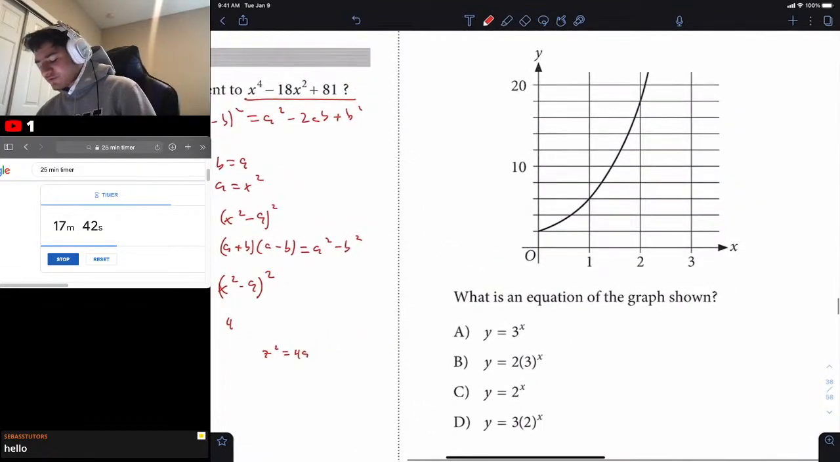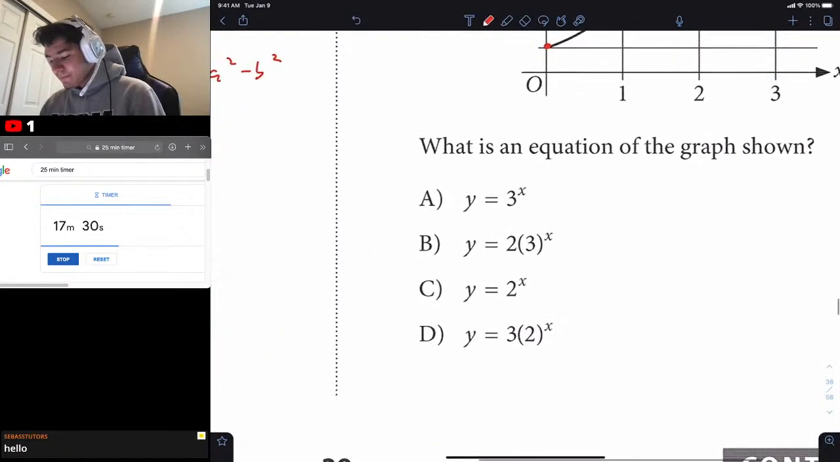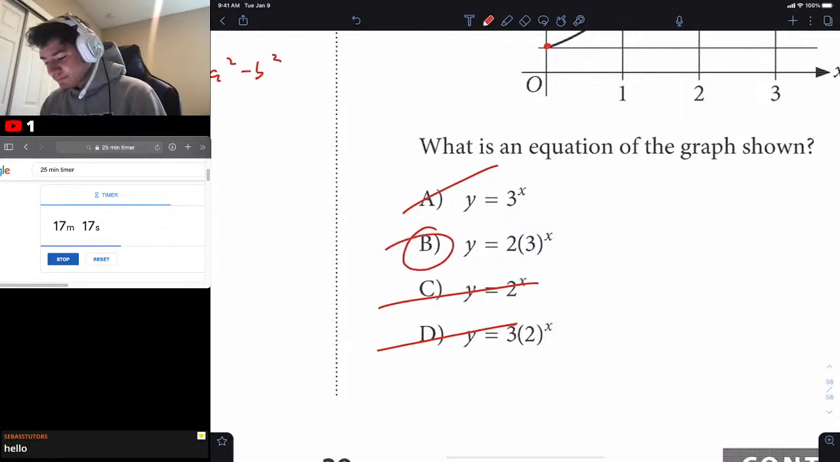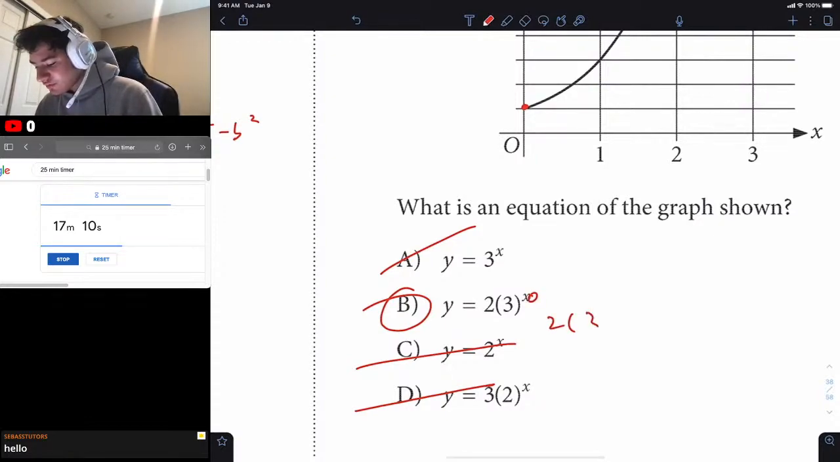Alright, what is an equation of the graph shown? So the y-intercept in this case is going to be 2, 4, 6, 8, 10. Yeah, it's going to be 2. So this is out, and this is in. This is in. Oh wait, hold up. That's not in. This is out. This is out. It's this. This is the only one with a y-intercept of 2. And I know that because if we plug in 0 for x, we get 2 times 3 to the 0, which is just 2 times 1 is 2.